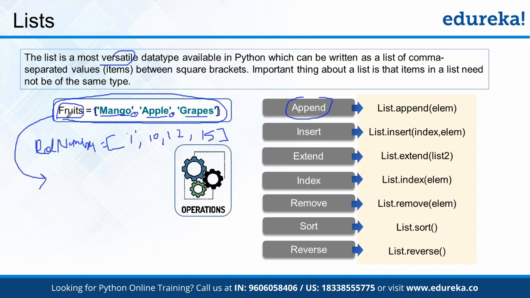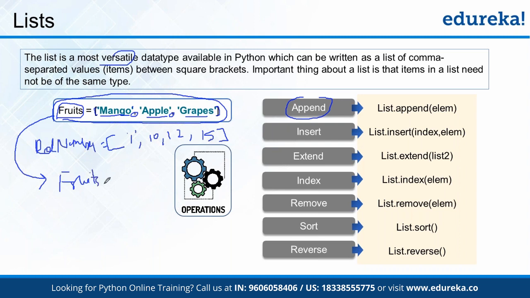Let's say this is a list used by a shopkeeper, a fruit shopkeeper, right? Initially he has these fruits in his shop: mango, apple, and grapes. After a few days he decides that he will also keep orange in his shop. So what he has to do is add orange here as well. Rather than redefining this whole list, what he can do is write fruits dot append, right?